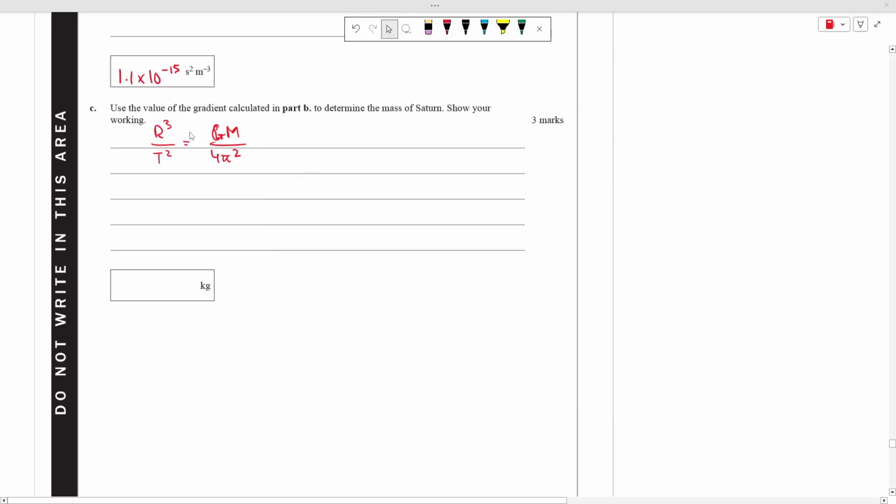Alright, now our job is to work out the mass of Saturn. So this thing here, that's not our rise over run, but if I flip everything upside down, I get t squared over r cubed equals 4 pi squared over GM. Alright, now, actually I don't think I need to do that. What did I do that for? I'm a silly duffer. Let's go back one step.